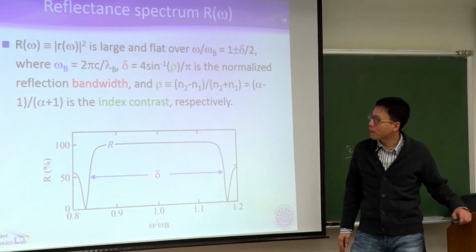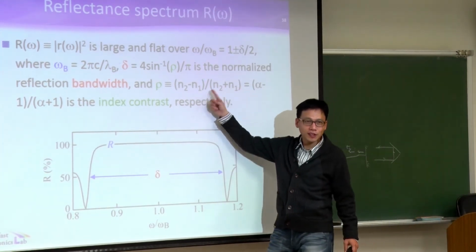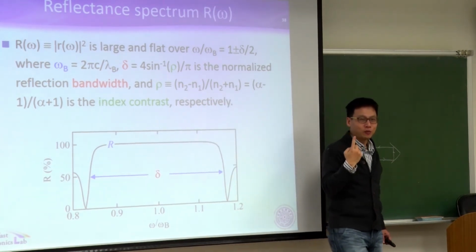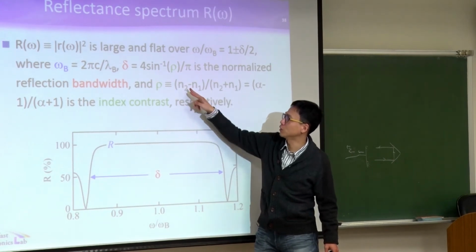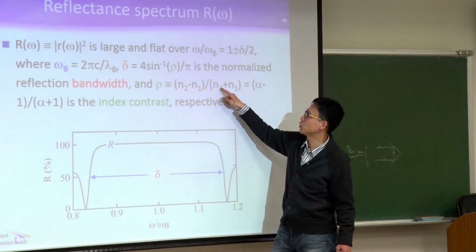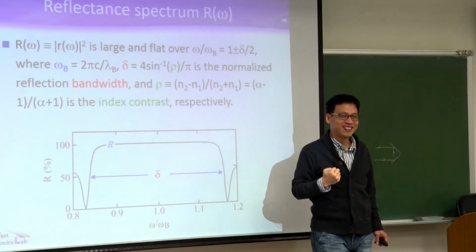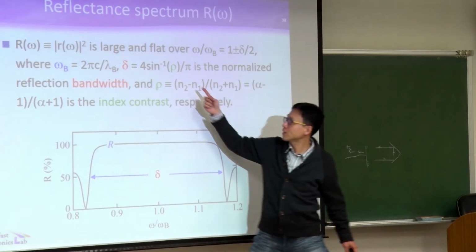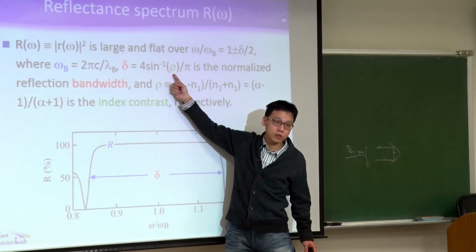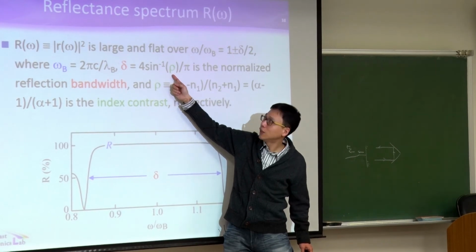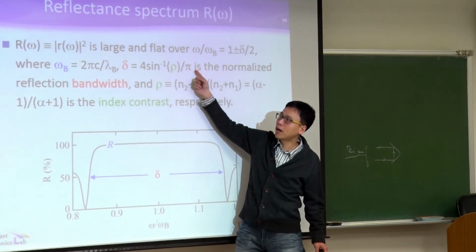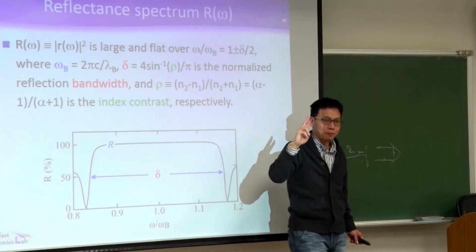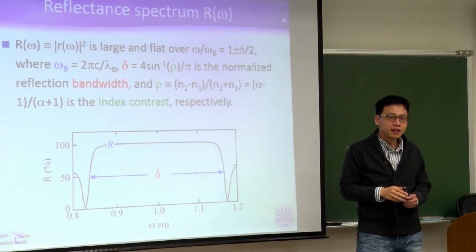And what is the maximum rho you can have? 1. 1 is maximum. Suppose n1 equals 0, you have n2 minus 0 over n2 plus 0, you have the biggest rho. And in that case, arc sine of 1 equals pi over 2. 4 times pi over 2 over pi, you get 2. That's the maximum bandwidth you can have.